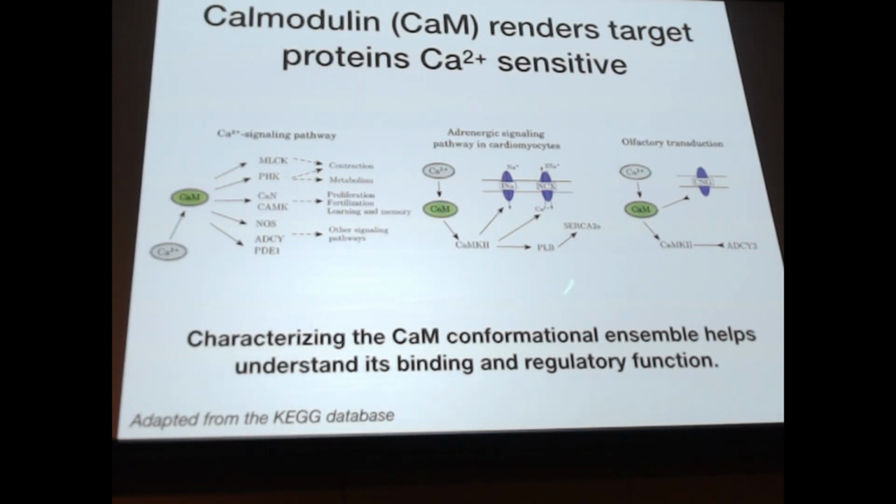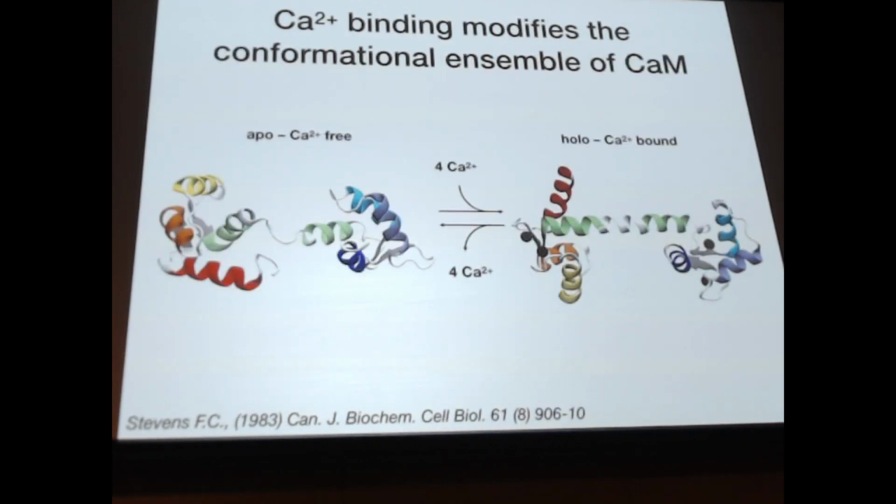So this is just 3 examples of pathways. And I come from a background of membrane proteins, specifically ion channels. And in those contexts, Calmodulin regulates indirectly or directly pretty much any ion channel. So this is why we've been interested in it. The idea is that characterizing the Calmodulin conformational ensemble can help to understand how it binds and how it regulates the function of membrane proteins.